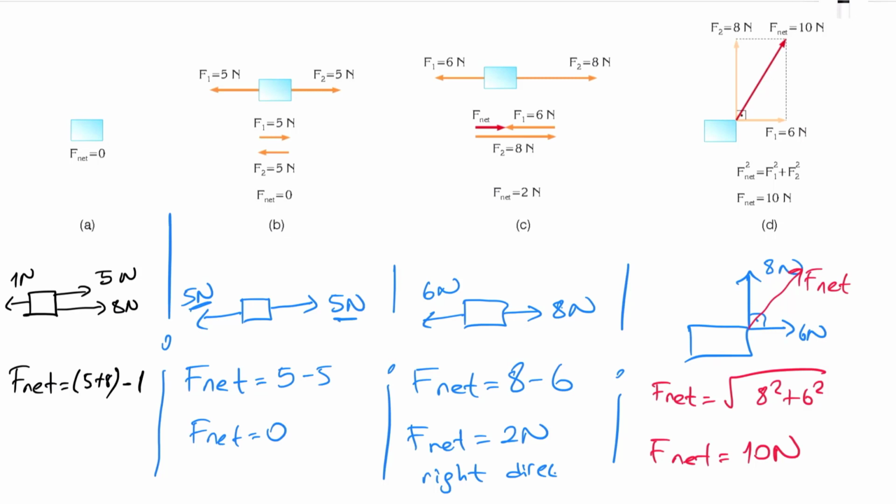5 plus 8 is 13, minus 1, it will be 12. So the net force here will be 12 Newton. If we take the sum of all the forces acting on an object, it will give us the resultant force, or we can say net force, or net external force.